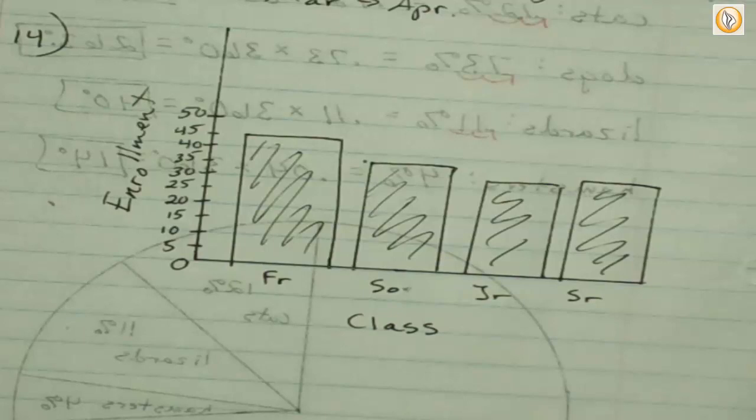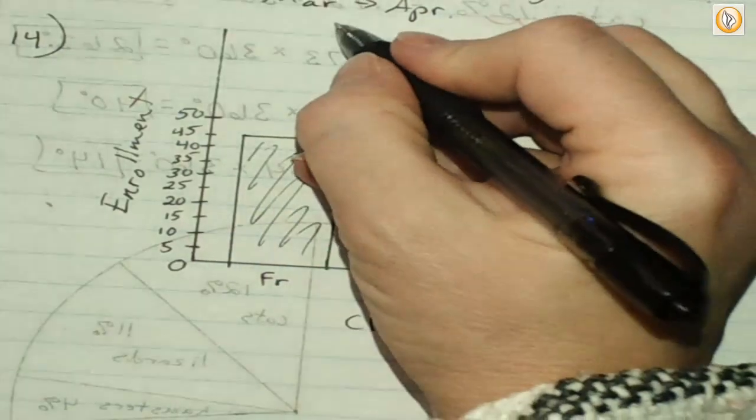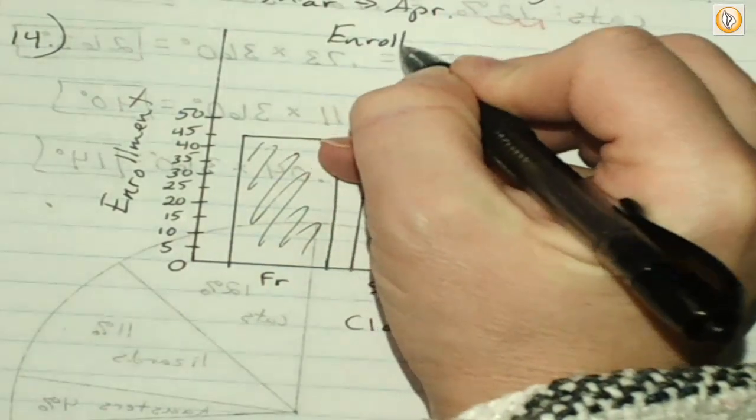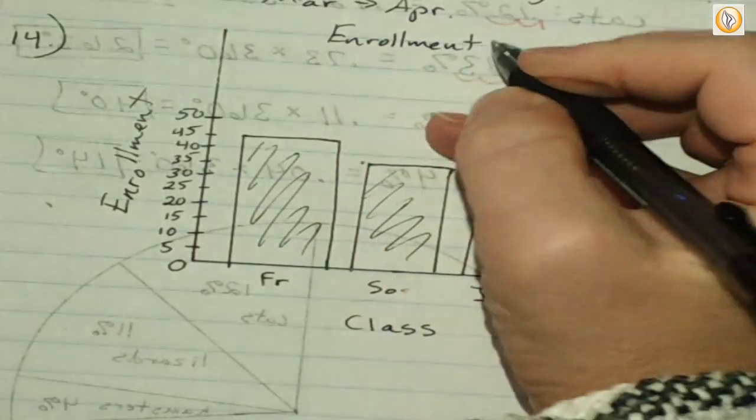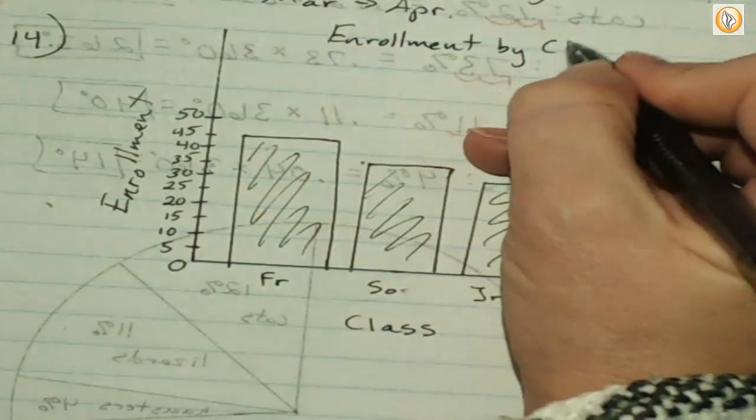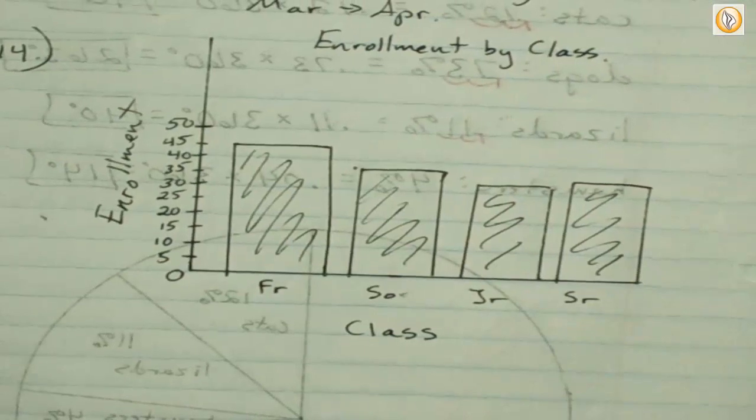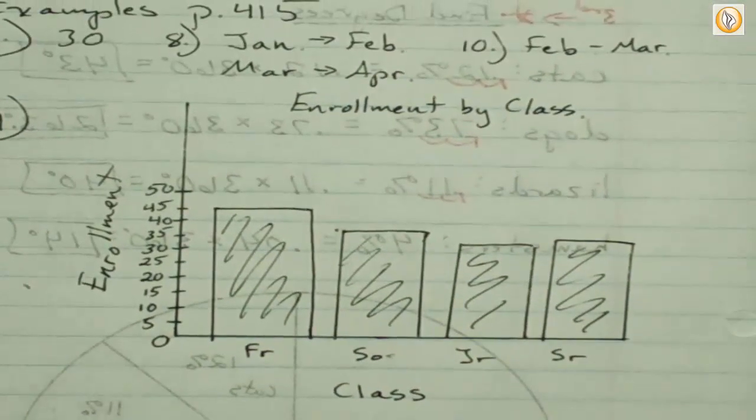Oh, I forgot a title. And the title's there, enrollment by classification. It even gives you that. I'm going to shorten it. Any questions, children? Do we have to use the protractor for all sides of this work?